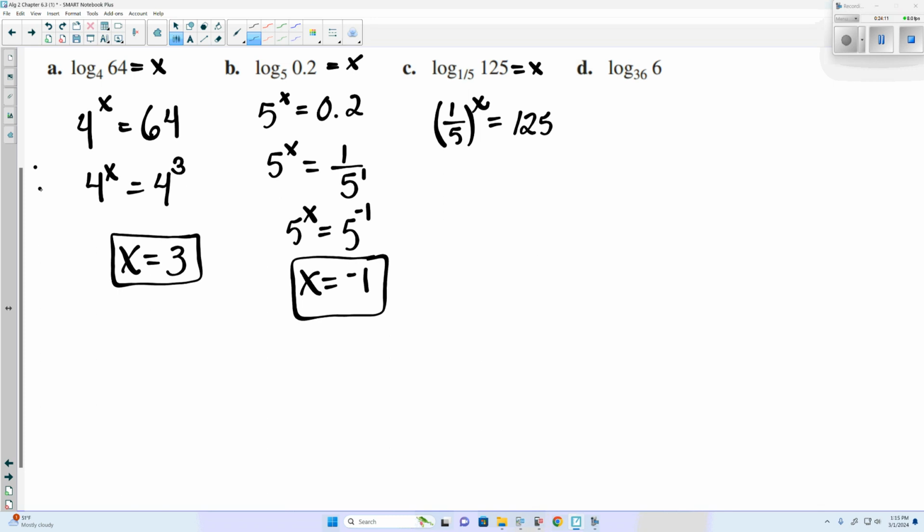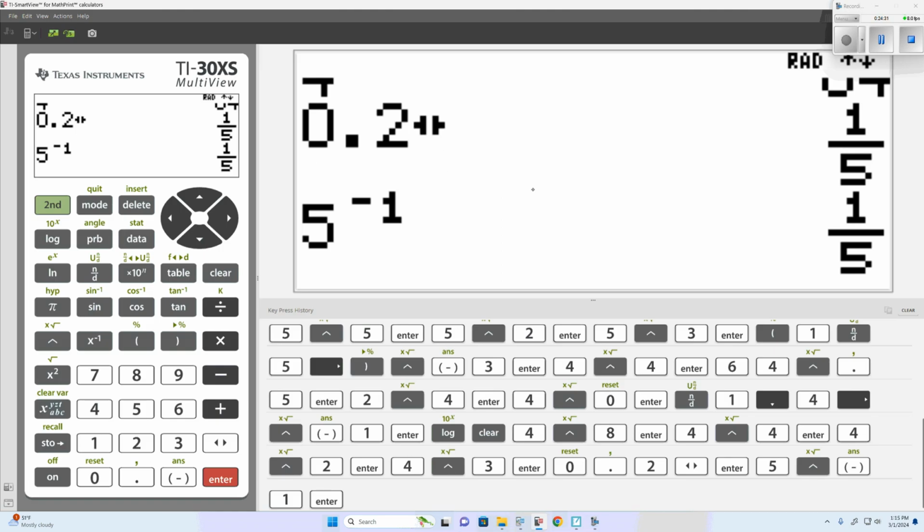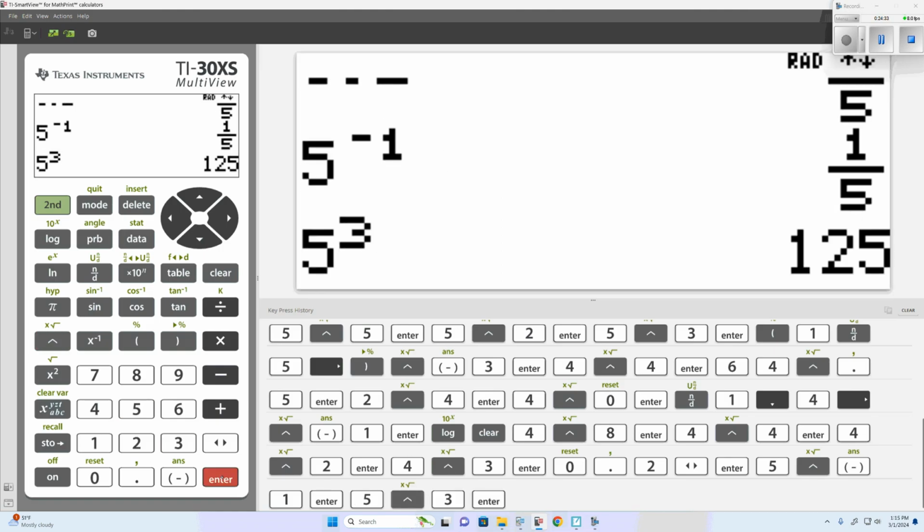Now, kind of like what we did on the last one, we want to try to get these to be the same. So our 1/5, like the last one, we can move the 5 to the numerator, making its exponent -1. For 125, it'd be nice if we could write it as 5 to a power. So what do we think? 5 to the third is 125.